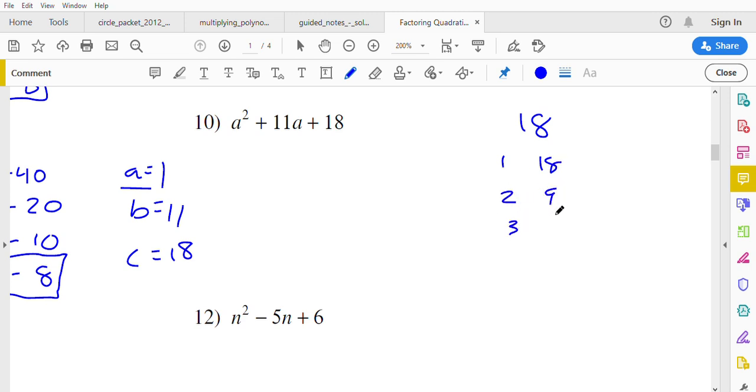But we'll just do these for the sake of doing them. 2 and 9, so what are we going to say? A plus 2, because it's positive, and A plus 9. Okay?